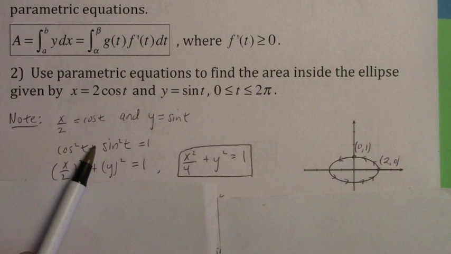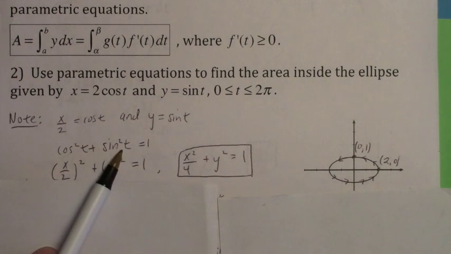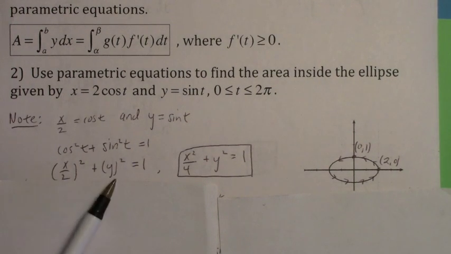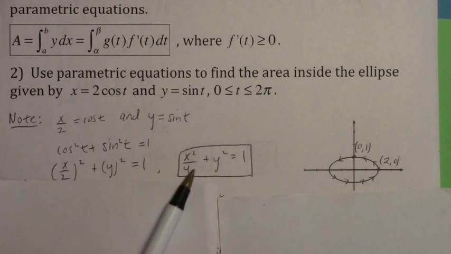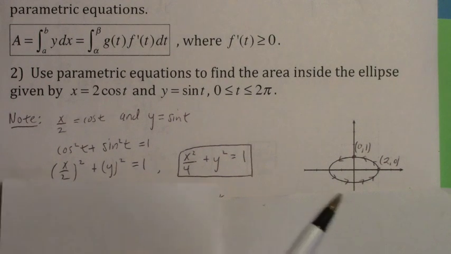This is a common trick we've seen before, whenever you have sines and cosines. So you get (x over 2) squared plus y squared is 1, which is sure enough an ellipse whose major axis is along the x-axis, right? And it looks kind of like this.